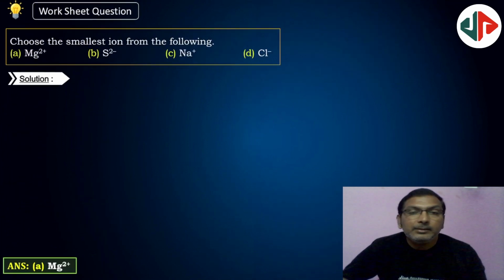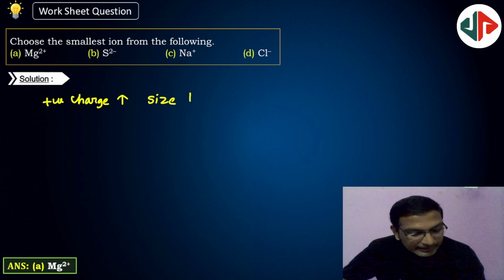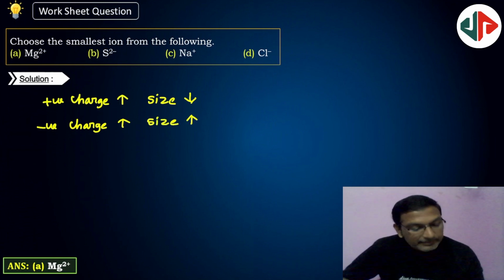Next one. Choose the smallest ion. So as the positive charge increases, size decreases. As the negative charge increases, size increases. See here, Mg2+ has more positive charge, therefore size will be very small. Option A, simple.